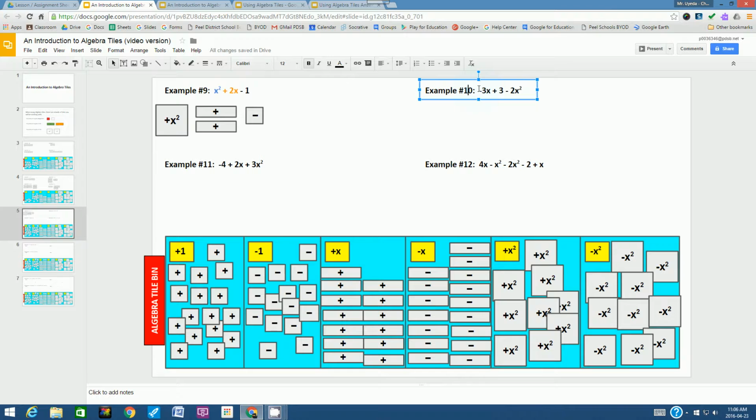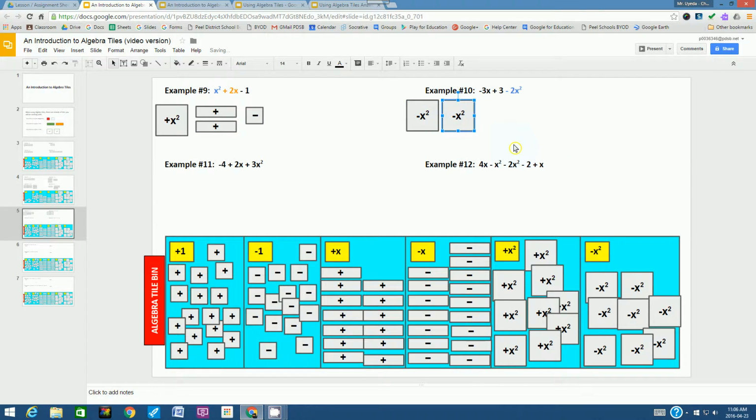All right, let's look at example 10. Now, you notice that I've changed the order around. So what I always like to do is I always like to look for the x squareds first. In this case, the x squareds are at the very end of the algebraic expression. So I'm just going to highlight those in my blue color, and I'm going to focus on this part first. So negative 2x squared. So negative x squareds are these tiles. So I'm going to bring over 2 of them.